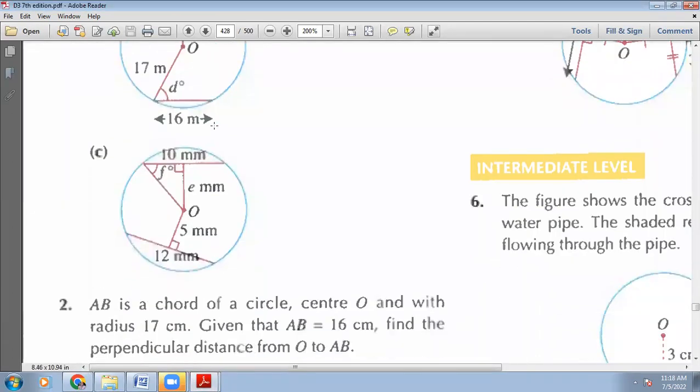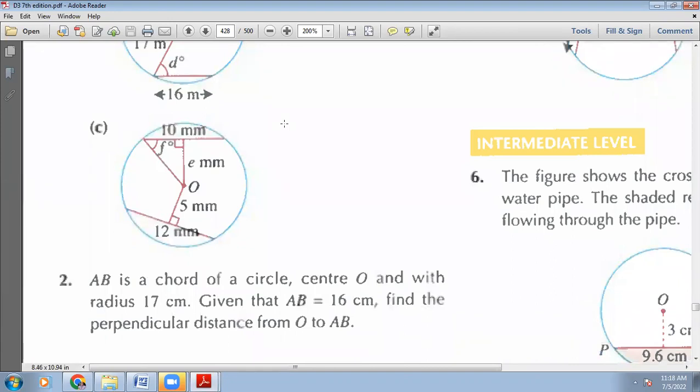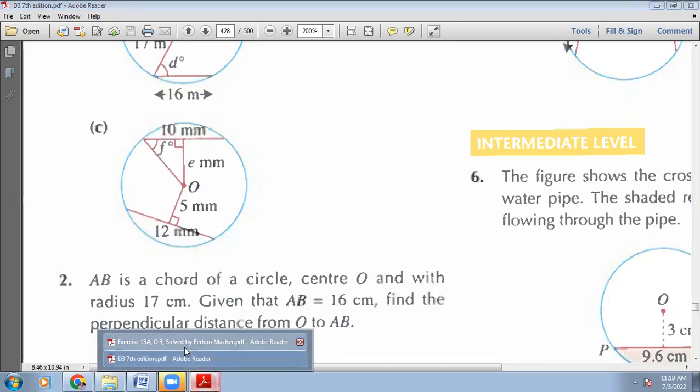The next question coming up on your screen is question number 1, and it's C part. And here we have a chord which is 10 millimeter long, and its distance from the center is E millimeter. This angle is 90. Here we have an angle F. Here we have another chord which is 12 millimeter, and its perpendicular bisector is 5 millimeter from the center. And we have to find out this E value and this F value.